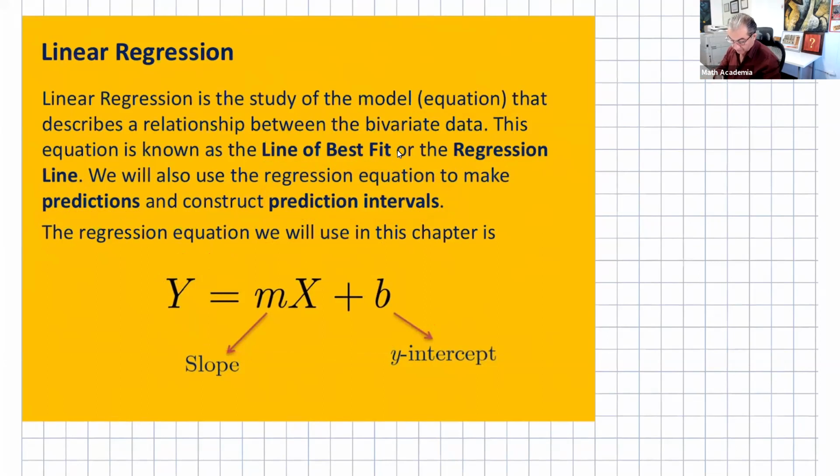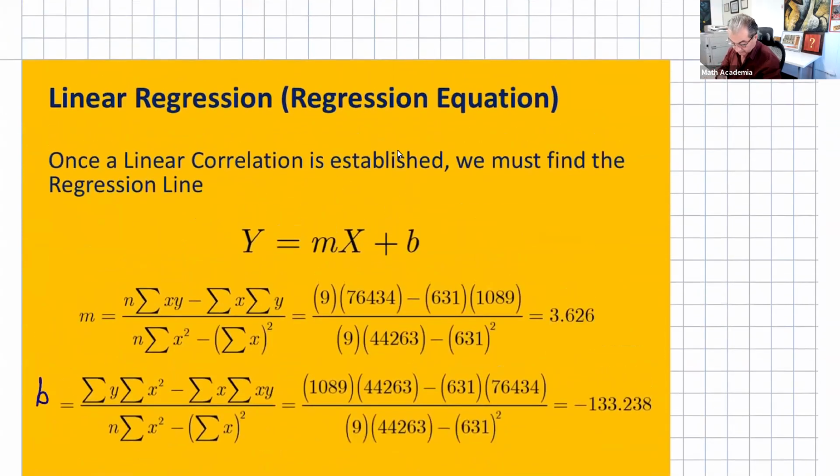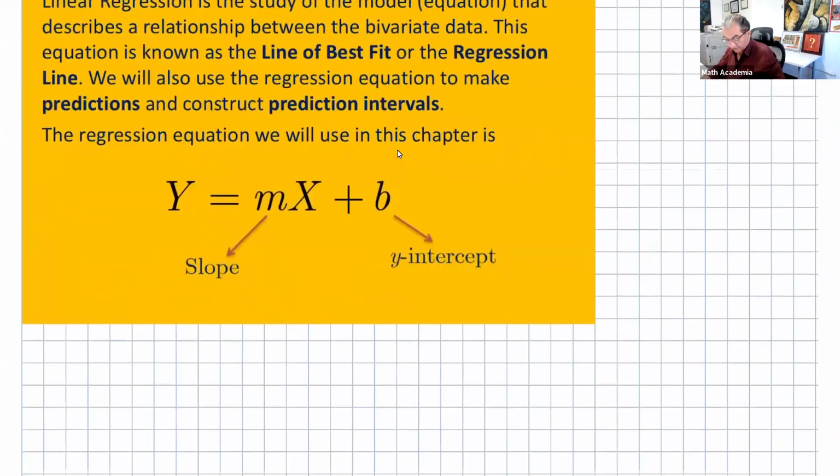In algebra, we know the equation of a line is mx plus b, where m is the slope and b is the y-intercept. You can calculate those values by using these formulas. m is n times the sum of xy minus the sum of x times the sum of y, over n times the sum of x squared minus the quantity sum of x, squared. If you go back to the table, you have all these values.